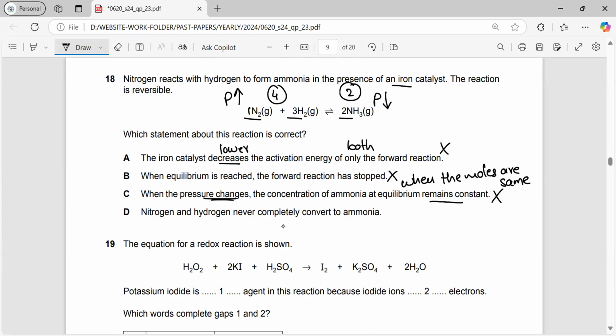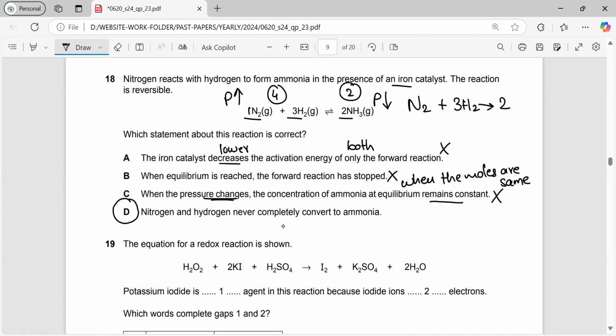Nitrogen and hydrogen never completely convert to ammonia. Yes, this one is correct, because nitrogen and hydrogen react with each other, forming ammonia, but ammonia keeps on decomposing to form nitrogen and hydrogen again. The forward and backward reactions are happening simultaneously. So nitrogen and hydrogen can never completely convert to ammonia, because this is not a one direction reaction.